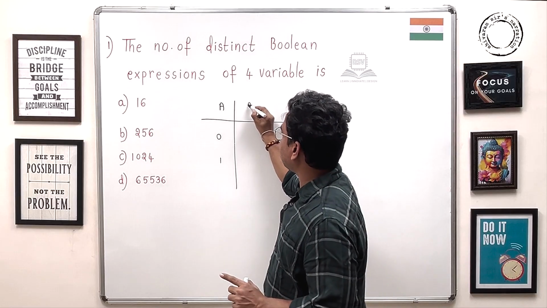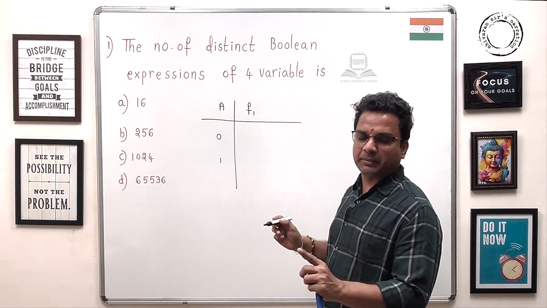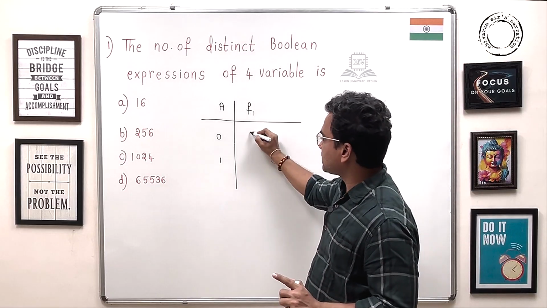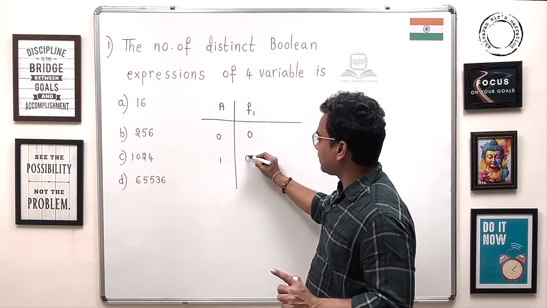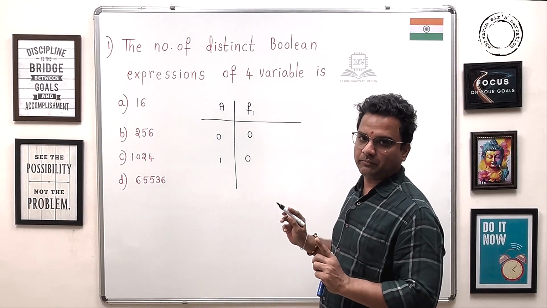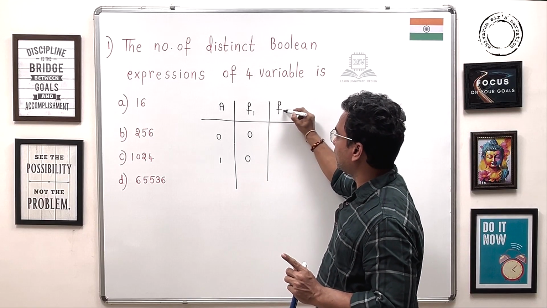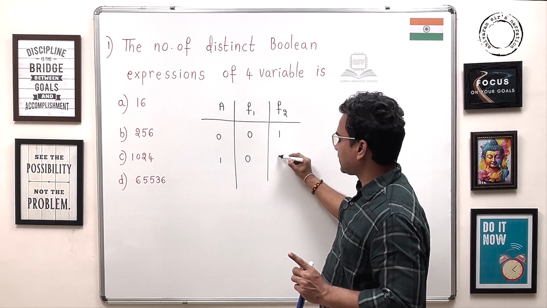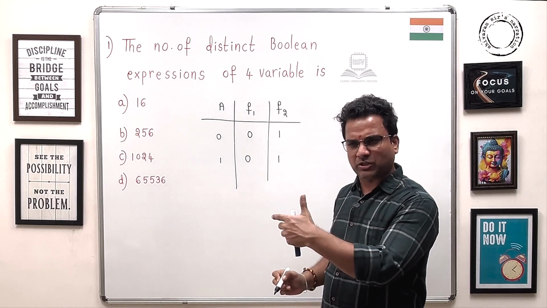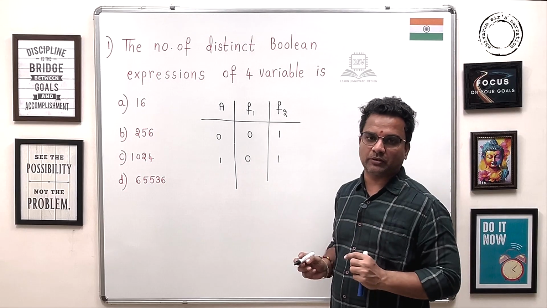Let's see the first function f1. That function is simply 0. Means for input A is 0, output is 0. A is 1, output is 0 only. Or else there is another possibility, f2. It's 1 only. Irrespective of the input A, 0 or 1, output is always 1. That's also one of the functions.